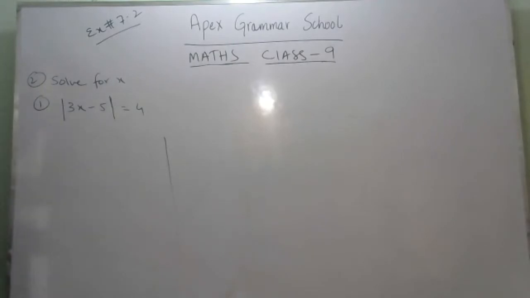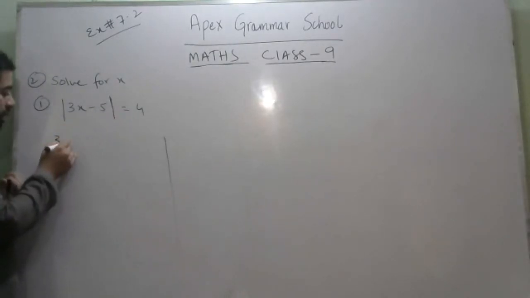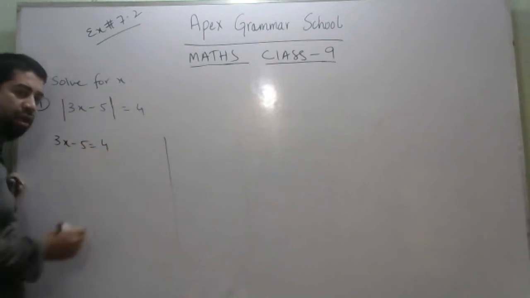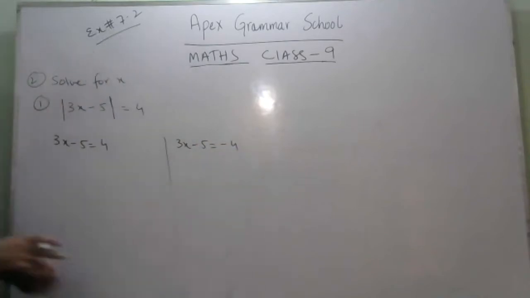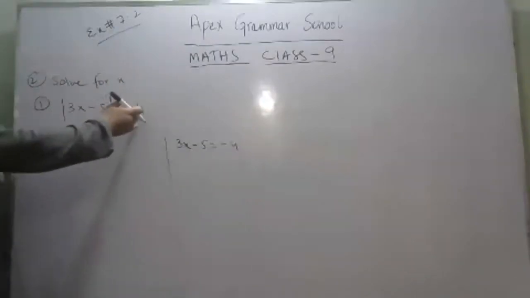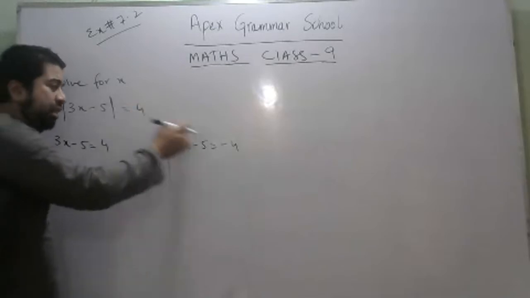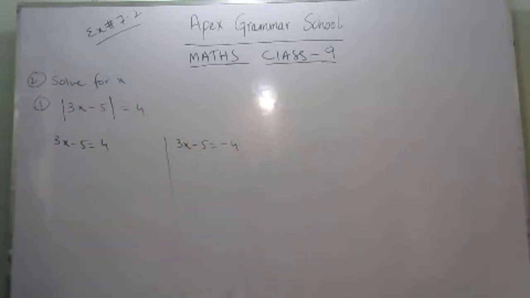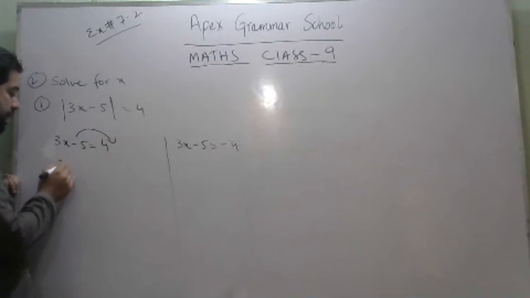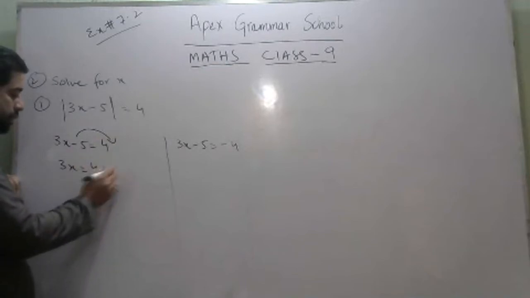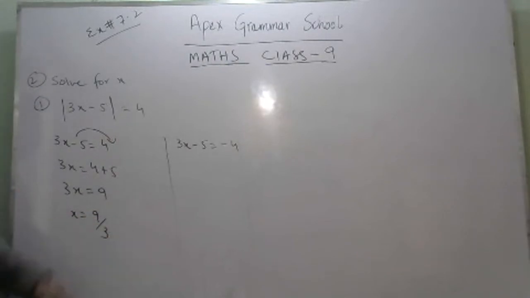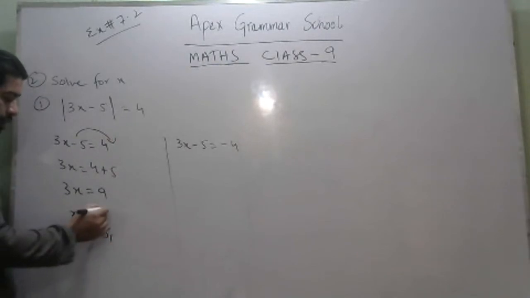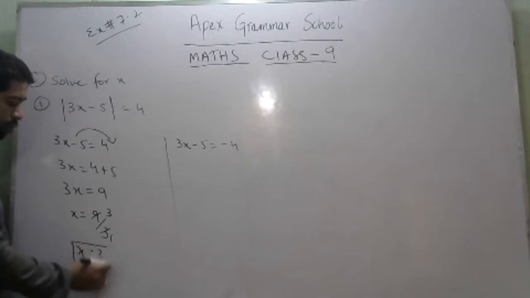And on the right side, the value is positive. So you can solve it: 3x minus 5 is equal to, first, positive 4, and the second one is 3x minus 5 is equal to, second, negative 4. After breaking this, first will be positive and the second will be negative. Now you need to make two solutions. 3x is equal to 4 plus 5, which is 9. This 3 will be divided on the right hand side. 3 ones are 3, 3 threes are 9. So the value of x is equal to 3.